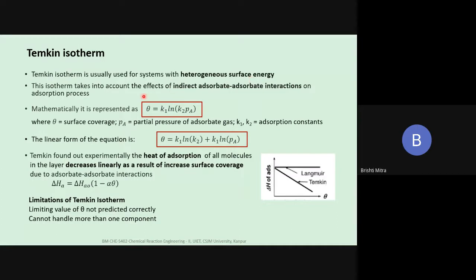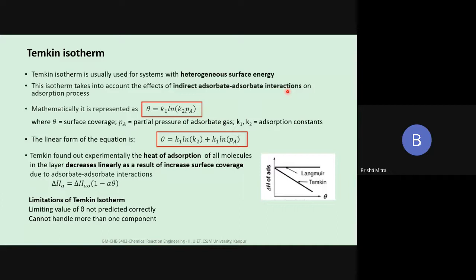This isotherm takes into account the effect of indirect adsorbate interactions on the adsorption process. That means the two species interact with each other after getting adsorbed. In the case of Langmuir, we had said they do not interact with each other at all. One is getting adsorbed, it has got no effect on the other one.